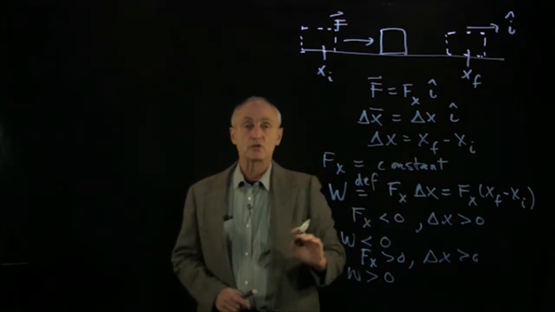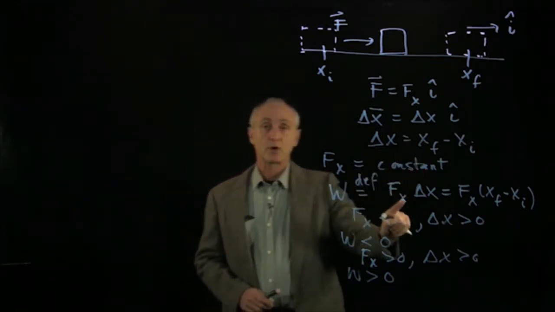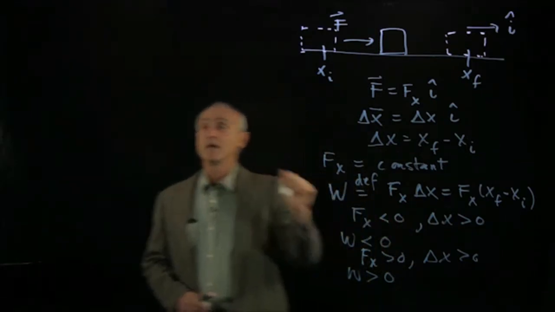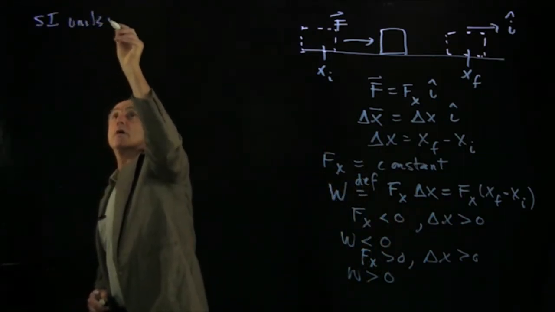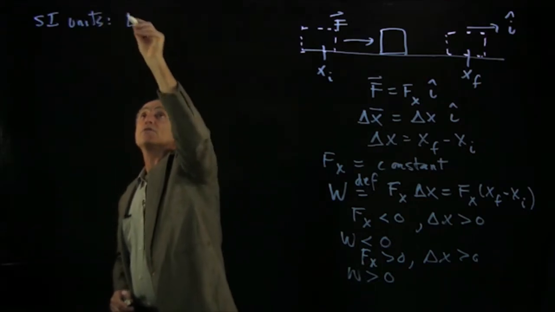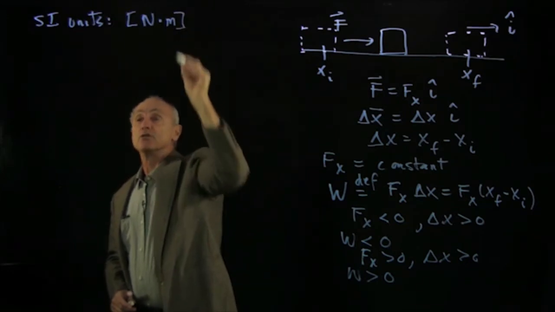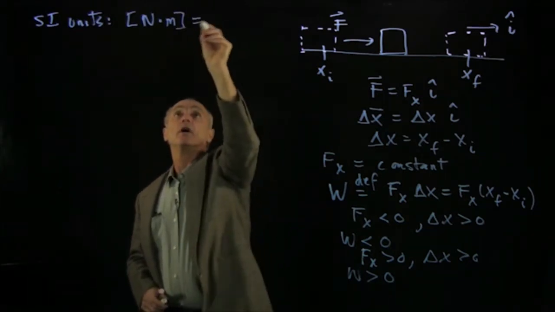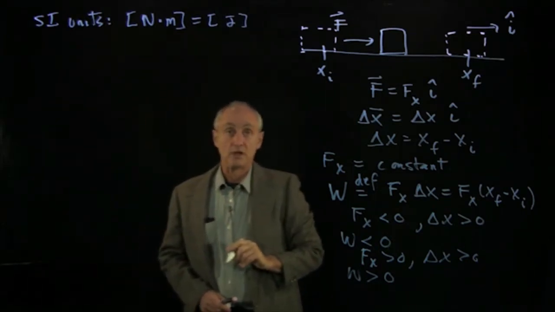Now, whenever we introduce a new quantity, we always have to be a little bit careful about the units. Since work is the product of force and distance, our SI units for work are the units of force, which are newtons, times the units of distance, meters, and we call this a joule. So 1 joule is equal to 1 newton meter.